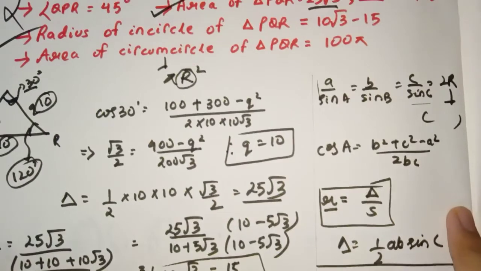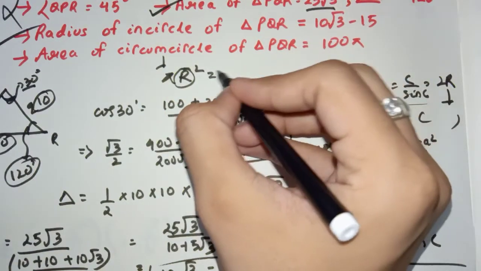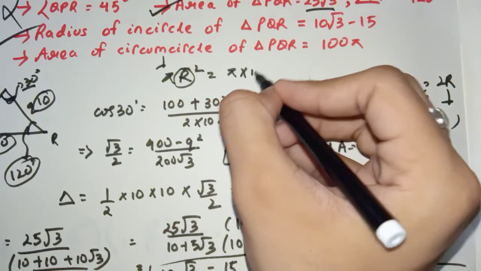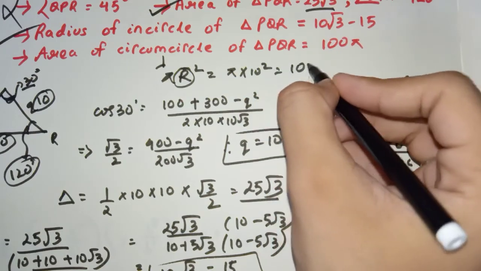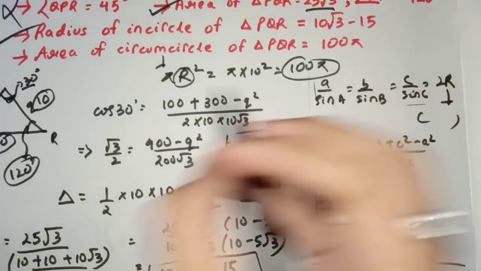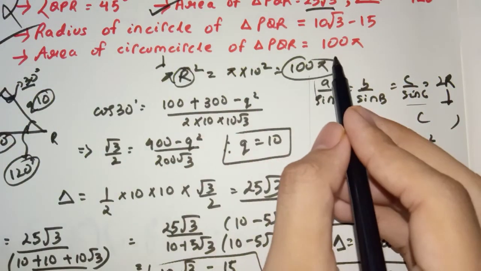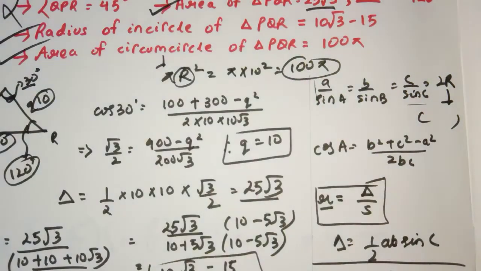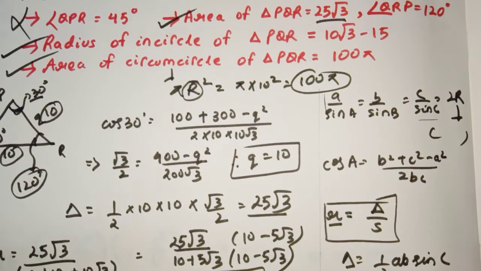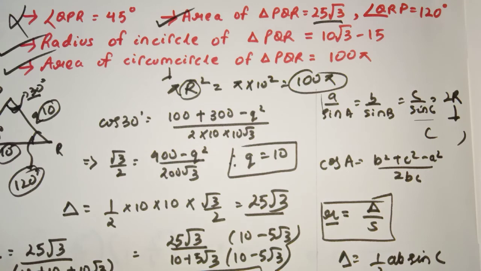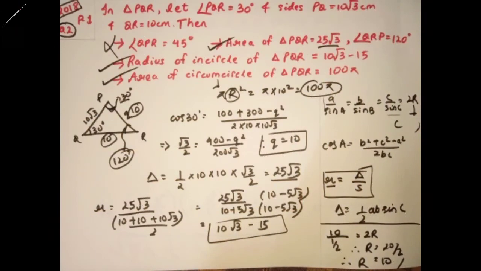Now we have to find the area. Area is pi into R square, pi into 10 square, 100 pi. Area of circumcircle of triangle PQR is 100 pi. This is also right. So the answer is B, C, D. Guys, you must have seen we have solved this question very easily with just basic knowledge of formulas and how to apply which formula wherever.